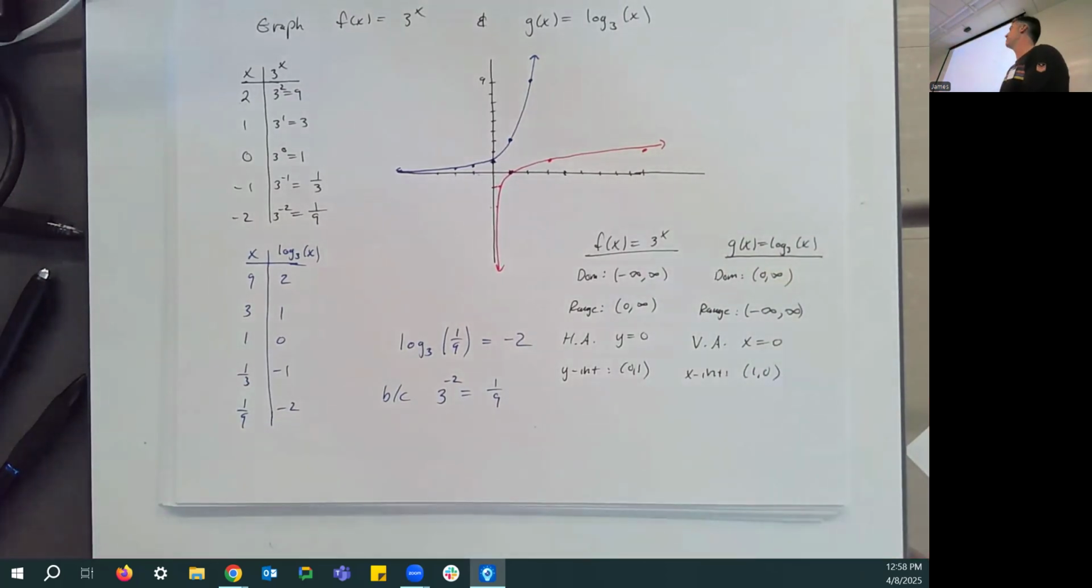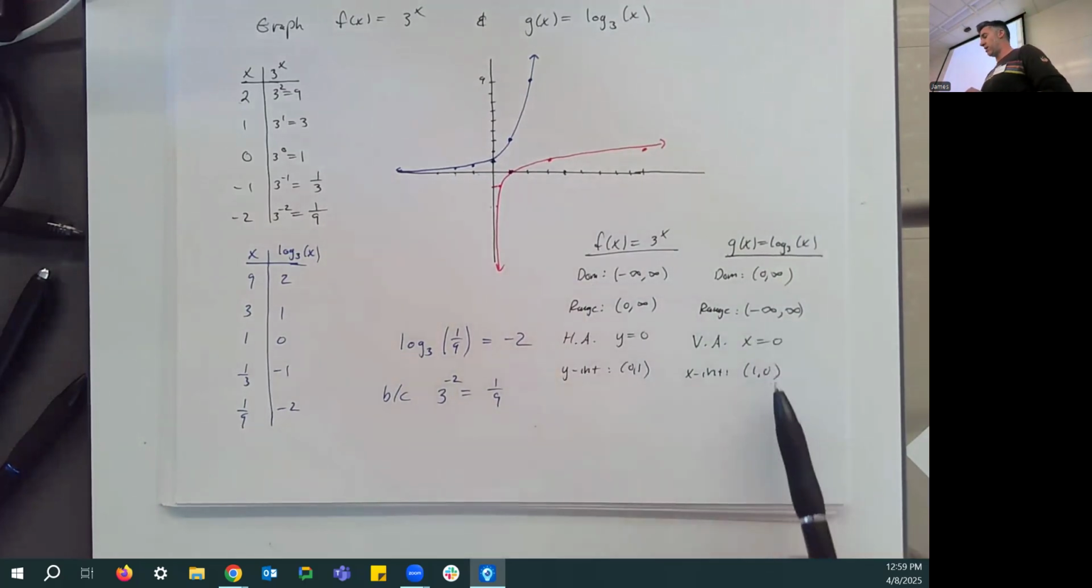And again, notice, I know I've said it like 1,000 times, but all of the x and y properties have interchanged with each other. Any x thing over here is a y thing over there, and any y thing over here is an x thing over here.